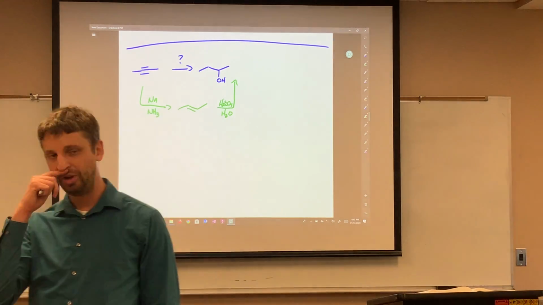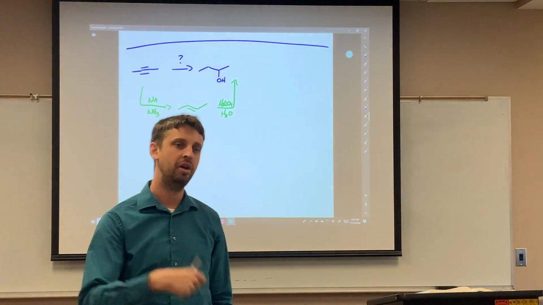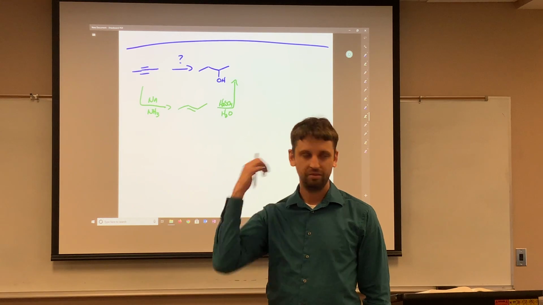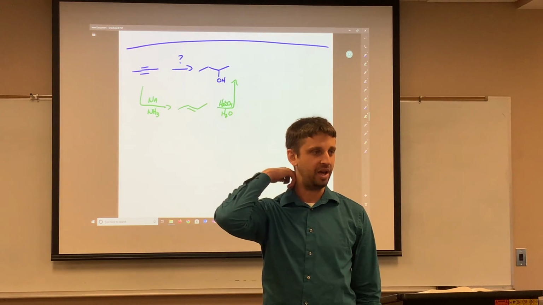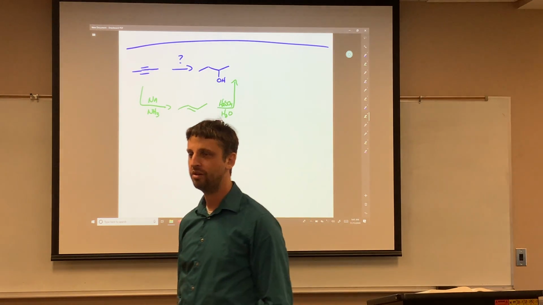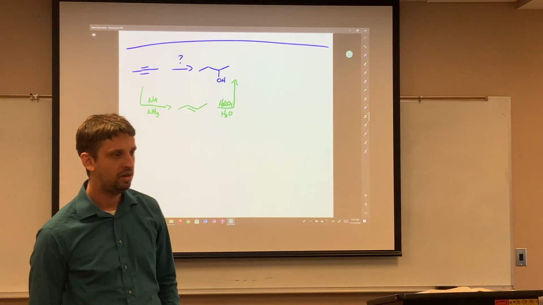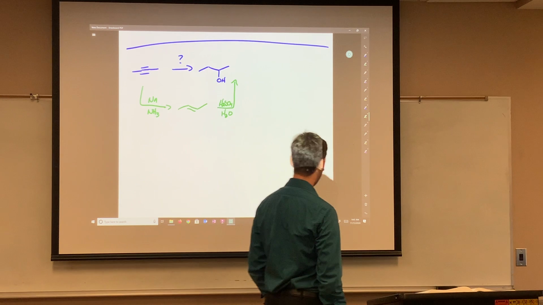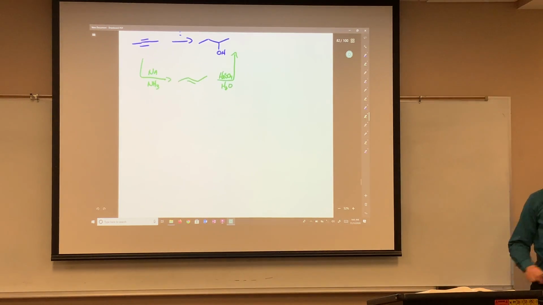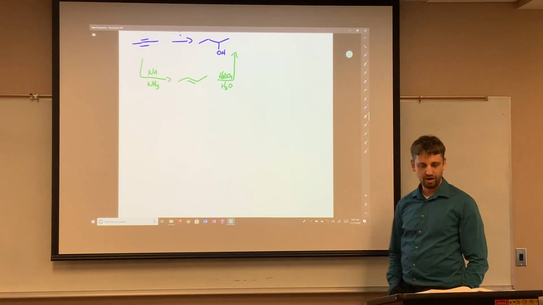Now next semester we'll learn how we can take a ketone into an alcohol. We'll learn about how to reduce these kinds of things, and then we can go about this in a different method. But as a single step, we can't do this. We can't go directly from an alkyne into an alcohol. We'll need at least 2 steps to do it.